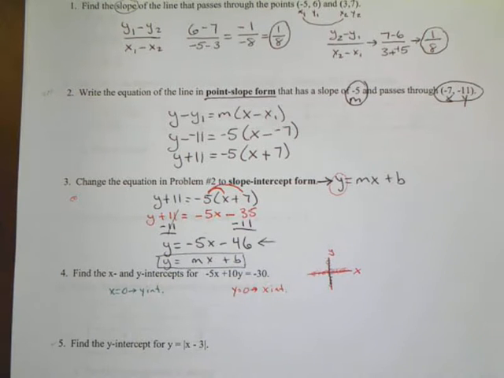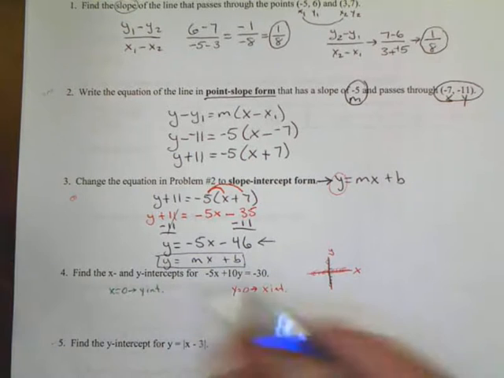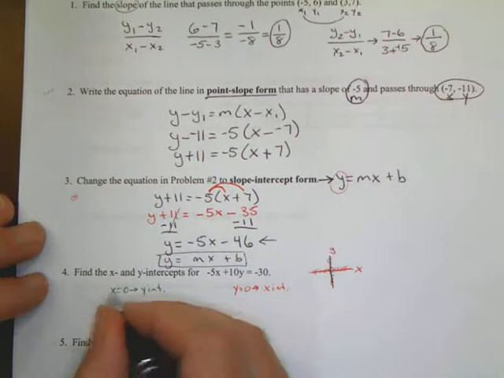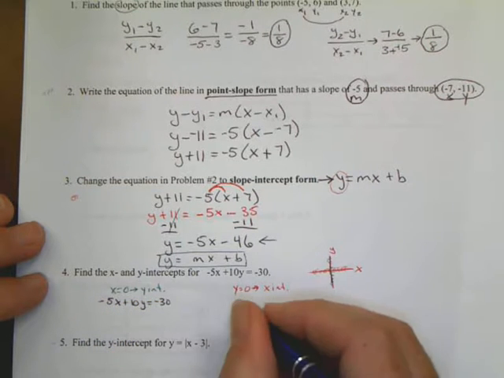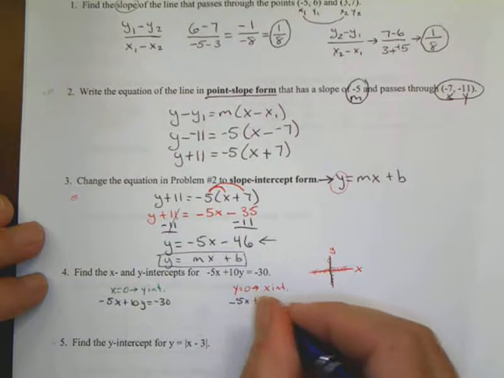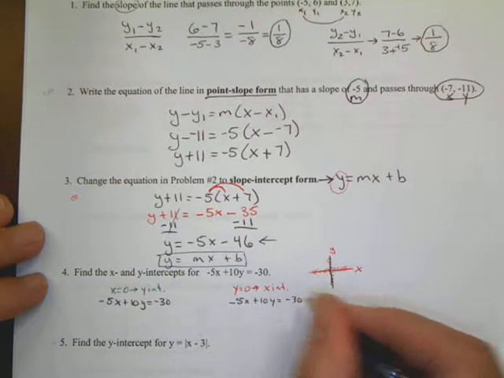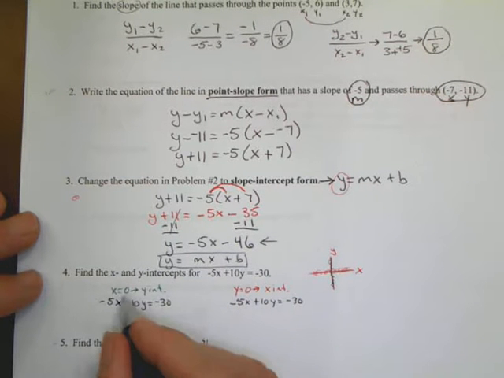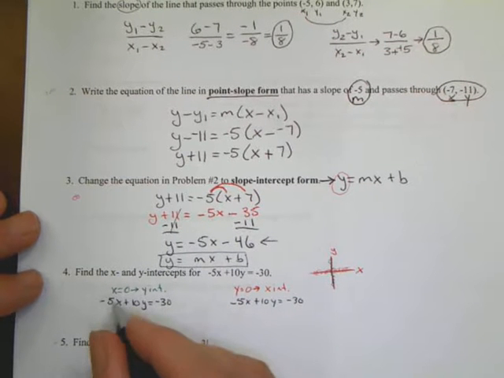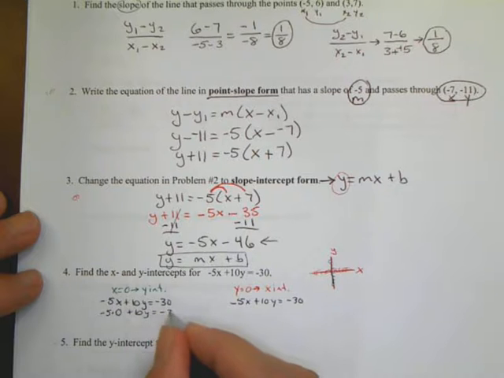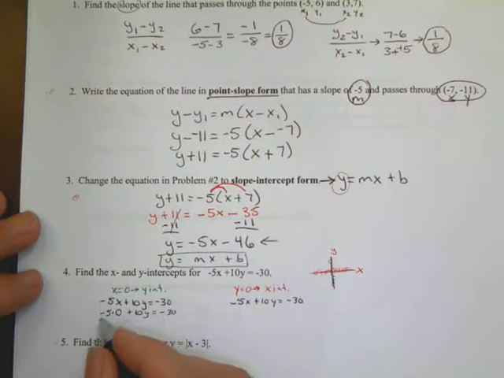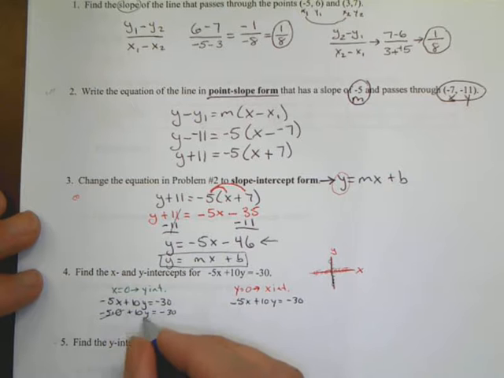So one way to solve this would be to write the equation out 2 times. Let's write it this way. I have negative 5x plus 10y equals negative 30. And over here I'll write it again: negative 5x plus 10y equals negative 30. So to find the y-intercept, I want to set the x value equal to 0. So here we go. Negative 5 times 0 plus 10y equals negative 30. 5 times 0 is 0. So I'm left with 10y equals negative 30.